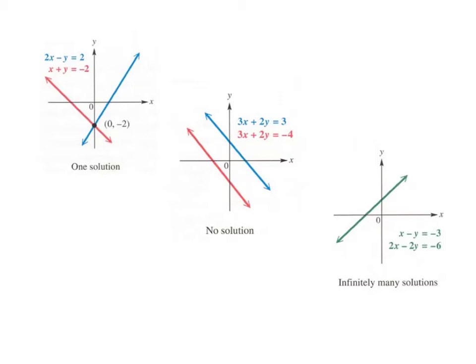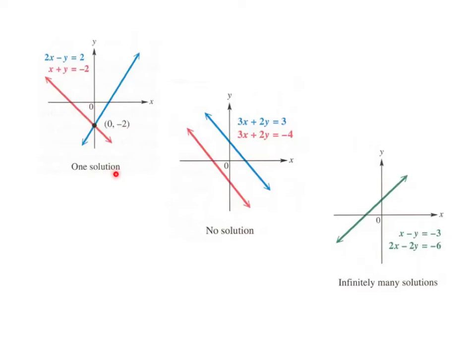When you are solving for systems of equations, you're looking for the places where the two equations are equal. So if you look at this first one, there are two lines that intersect in exactly one point. So this coordinate is the solution, and there's only one solution.